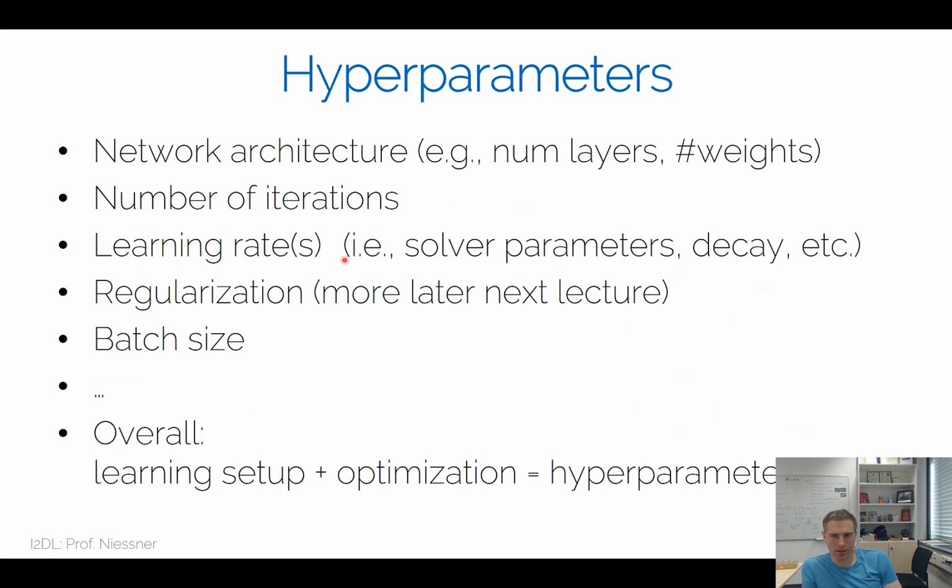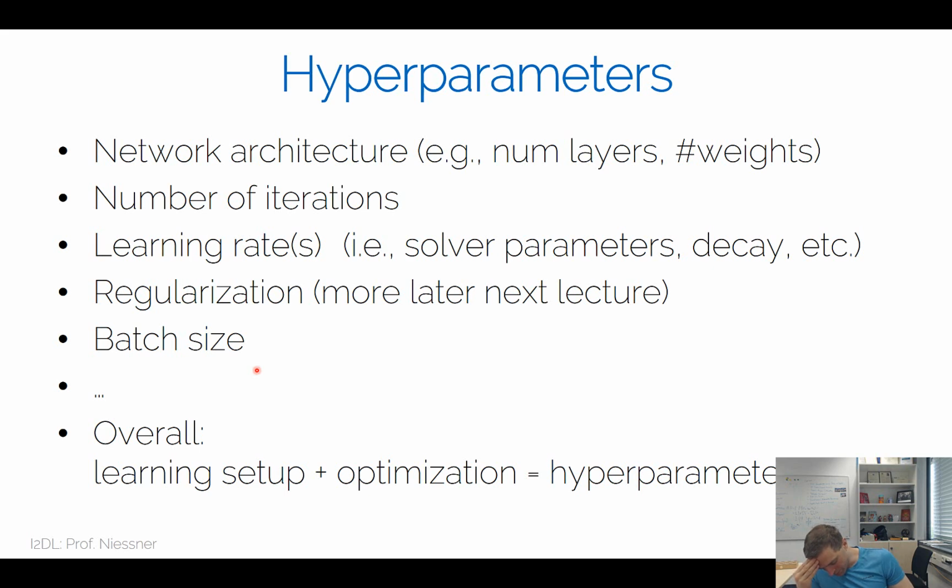Okay. Hyperparameters. We've talked about that one a lot. There are the architecture choices: the number of layers, number of weights, how to distribute them in the network, what operators you're using, what activation functions you're using. The optimization itself is a hyperparameter, right? Like how many iterations do we run it? How many epochs? Learning rate is the most important one. Solver parameters, decay rate, and so on. Regularization is important. We'll talk about this one soon. There's a lot of ways you can regularize. Things like batch size are important.